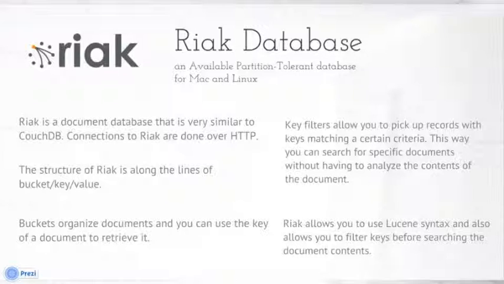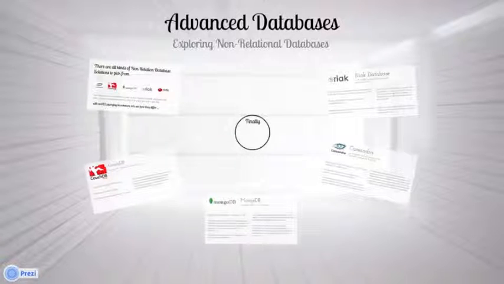Key filters allow you to pick up records with matches and a certain criteria. This way, you can search for specific documents without having to analyze the context of the documents. Riak allows you to use Lucene syntax and also allows you to filter keys before searching the document context. With all these options available, you can research them further and find one that suits your solution.